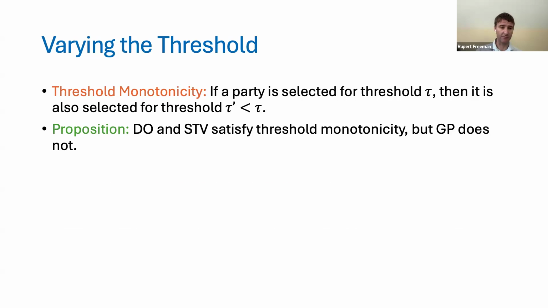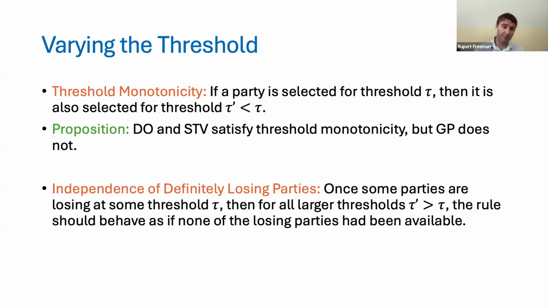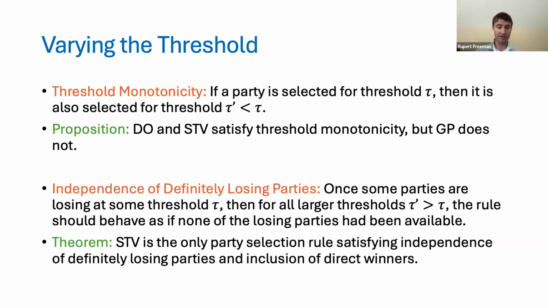We can actually strengthen this property to one that we call independence of definitely losing parties. This says that if you increase the threshold, not only should losing parties stay losing, but actually the rule should behave as if none of the losing parties had ever been available in the first place. So it's a strengthening of threshold monotonicity, and it's actually strong enough that in conjunction with inclusion of direct winners, the weaker of the two properties on the previous slide, this property characterizes STV.